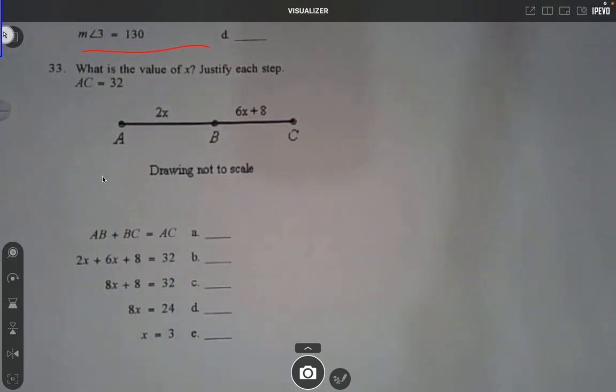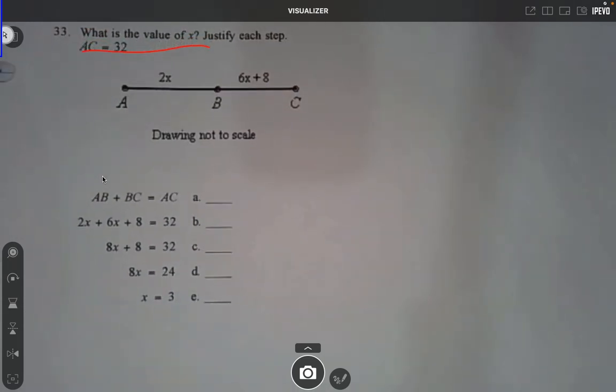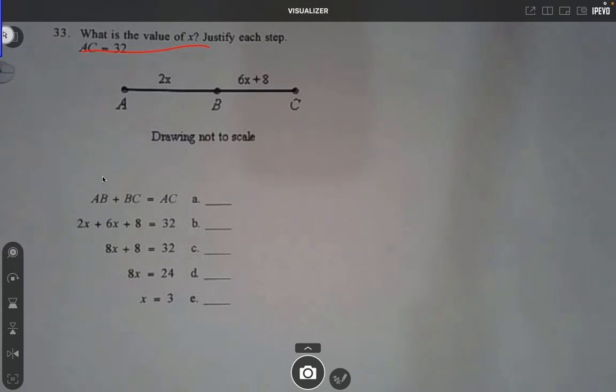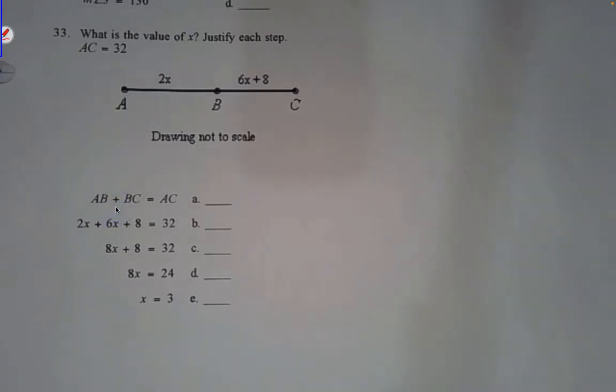This one we're just explaining. Oops, I need to erase that. What's the value of x? Justify each step. So what in the world is this talking about right here? Where do they get AB plus BC equals AC?